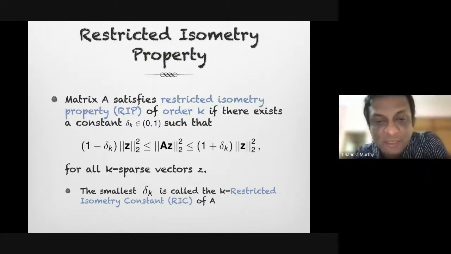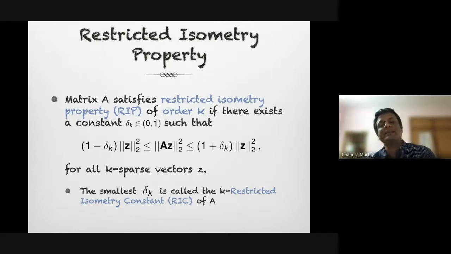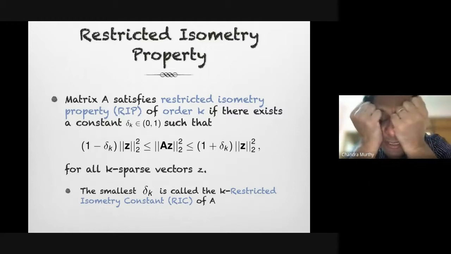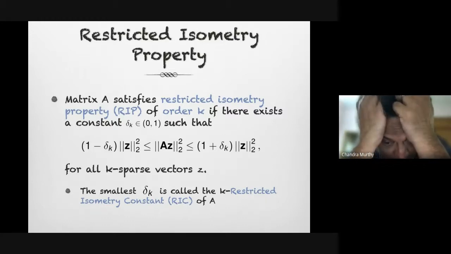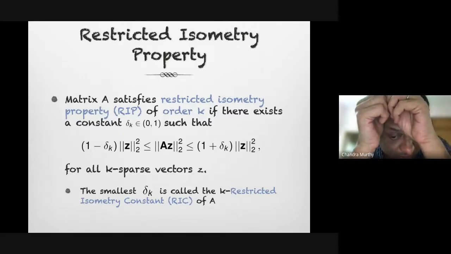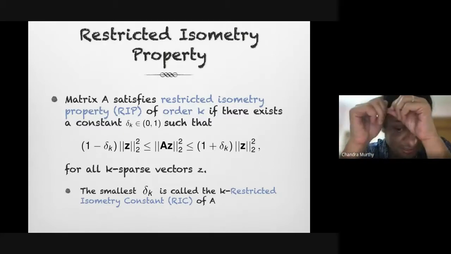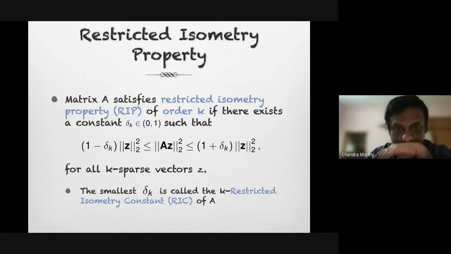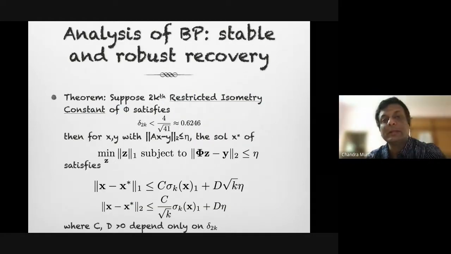So this is called an isometry property because it preserves length. You see that the length of Az is going to be similar to the length of z, provided delta_k is small enough. Then multiplying A with z doesn't change the norm of z. And the smallest delta_k for which this actually happens is called the kth restricted isometry constant of this matrix A.